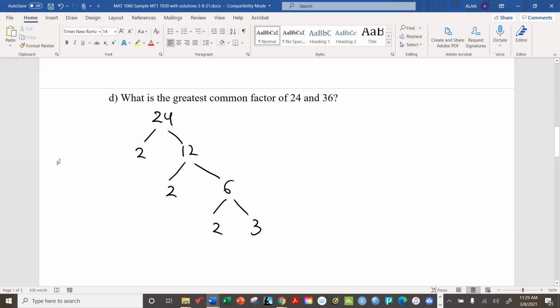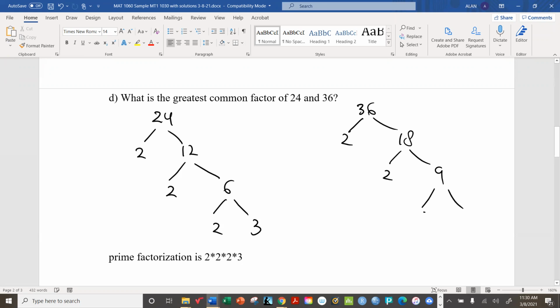Okay, so for 24, the prime factorization is 2 times 2 times 2 times 3. And for 36, let's see, we'll do 2, 18, 2, 9, 3, 3. So here the prime factorization is 2 times 2 times 3 times 3.